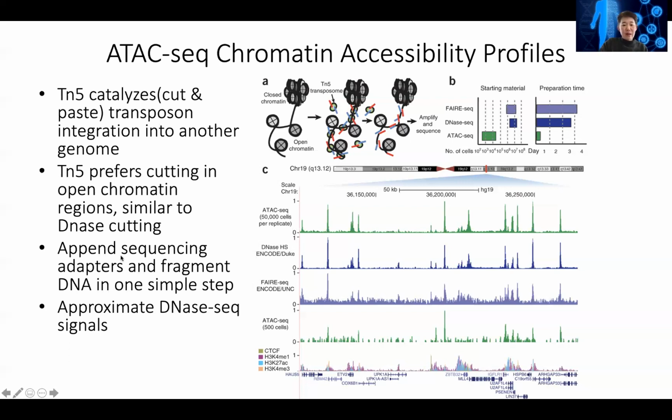And the nice thing about this is now, instead of using the transposon, we can give it other DNA sequence. Scientists discovered we can give it DNA sequencing adapters. So if you hybridize the Tn5 with the DNA sequencing adapter, it will cut and insert the sequencing adapter into the genome. After that, all you need to do is to PCR amplify.